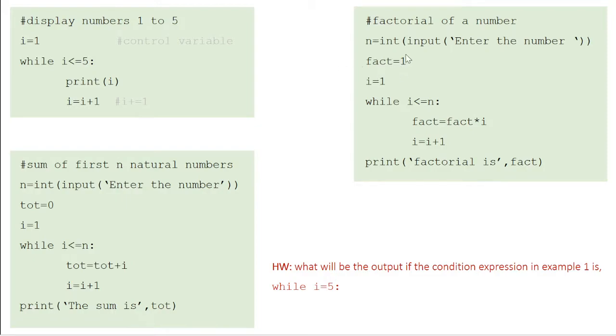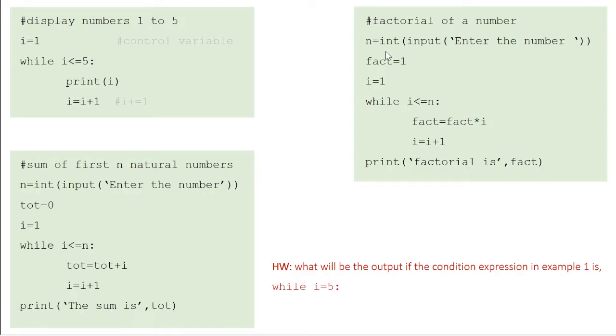1. Always remember the variable name cannot be a keyword, so you cannot use the name factorial here because factorial is actually a function, a mathematical function. You cannot keep that as a variable name, so I call it fact. Then I have the control variable i initialized to 1. Then while i is less than or equal to n, fact equals fact into i, and i is incremented. Finally you say print factorial is fact.